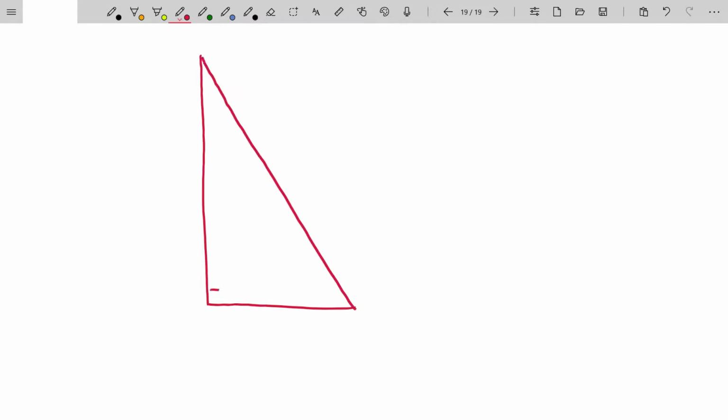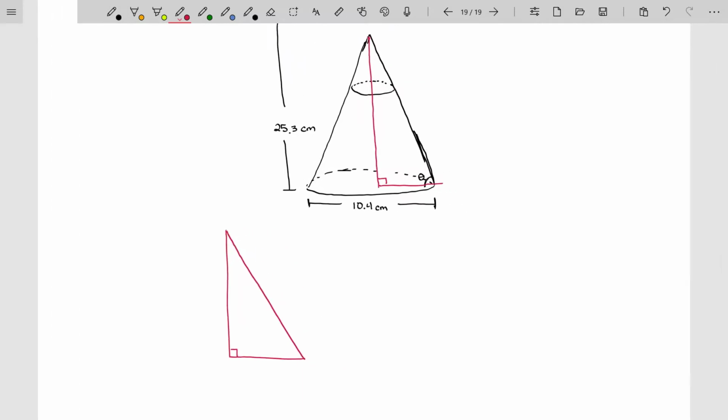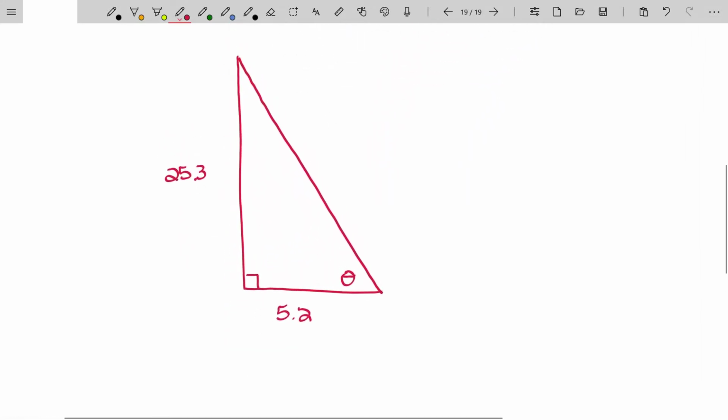And we know the height of that triangle is 25.3. We know this distance right here is not 10.4 because 10.4 is the diameter. That distance is the radius. This is 5.2, and here's theta. And we want to know what that angle theta is.